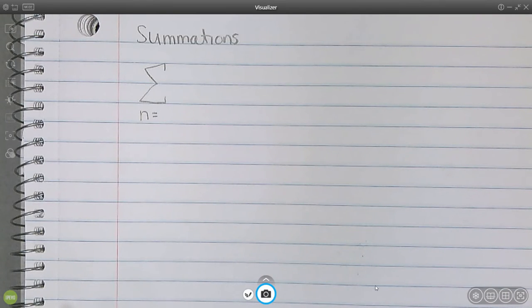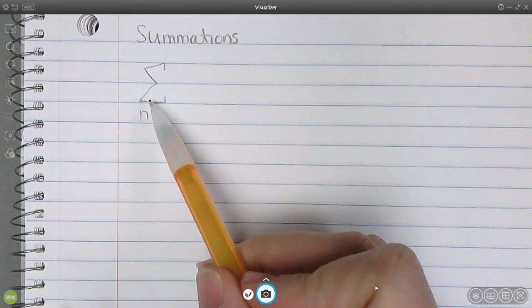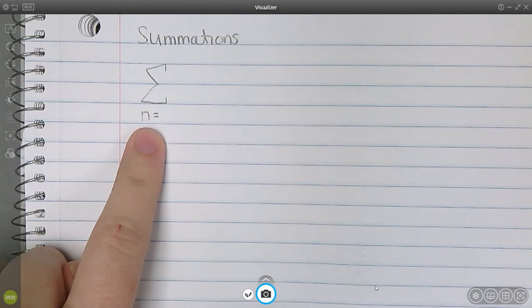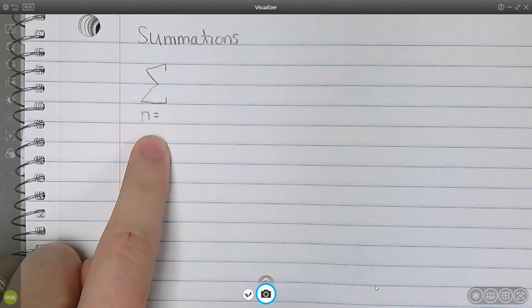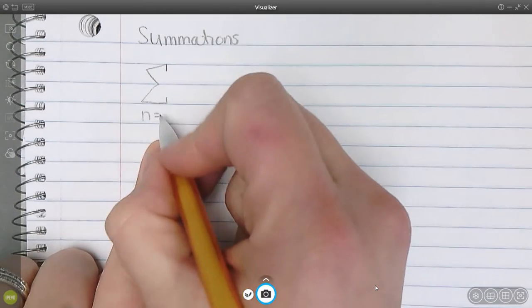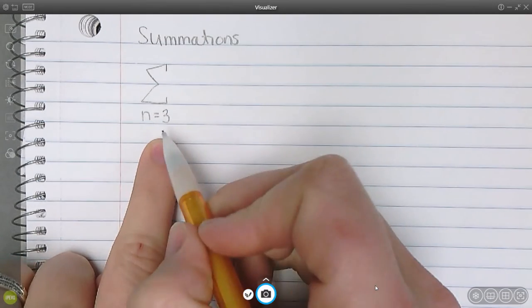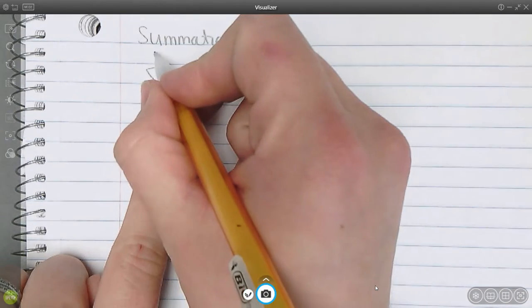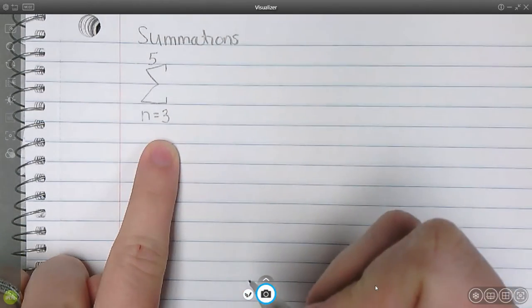Okay, so we are going to look at summations. This thing right here is called a summation, and you will always have a letter or a variable. It can be any variable you want, and you pick a number that it's equal to. So let's just say it's 3. Then you pick another number that goes on top of it. So let's just say 5.